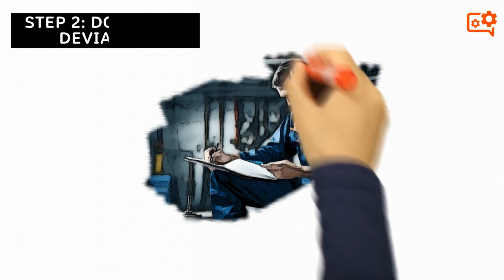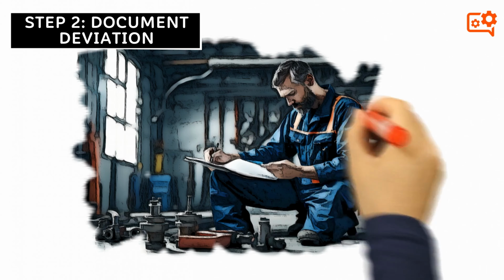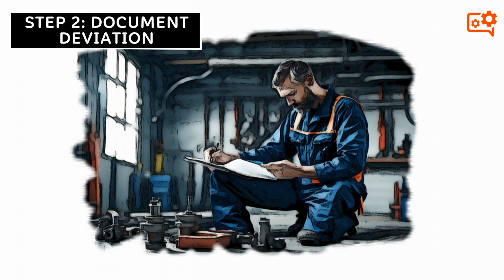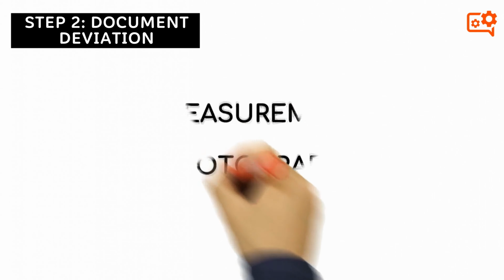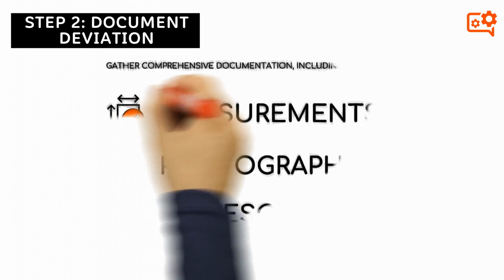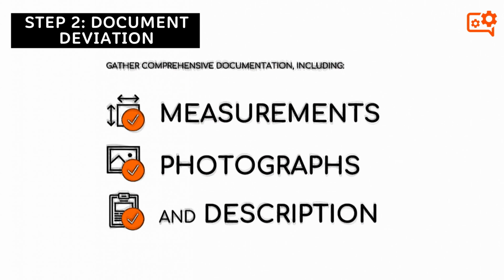Step 2. Document deviation. Think of yourself as an expert scribe, meticulously recording every detail of your mechanical discovery. Now you gather comprehensive documentation, including measurements, photographs, and detailed descriptions of the identified deviation.